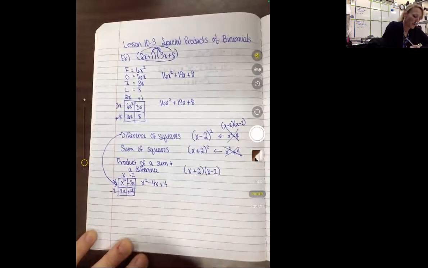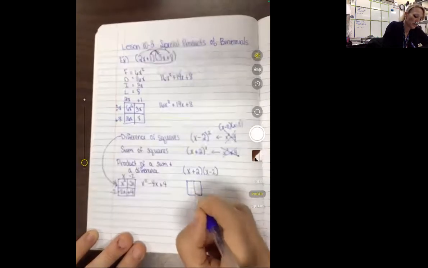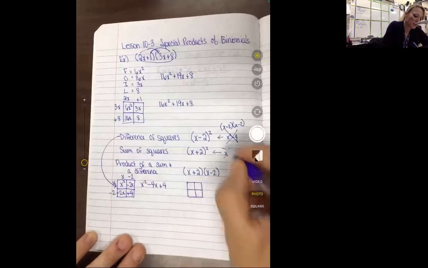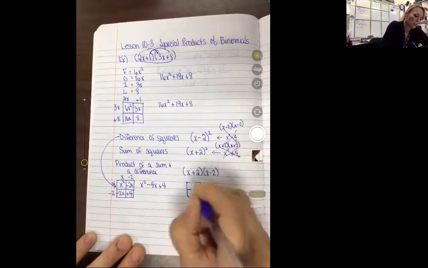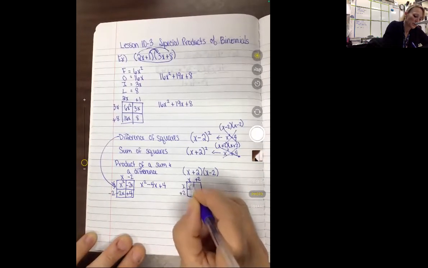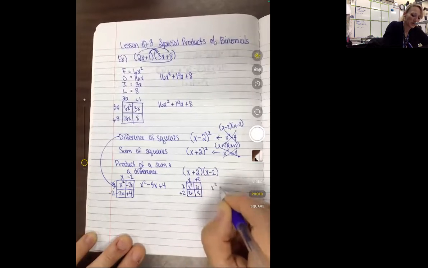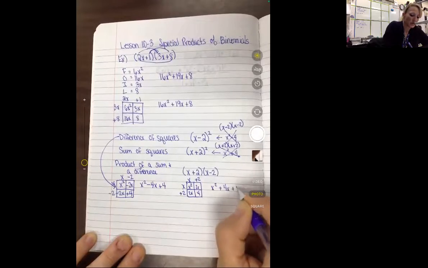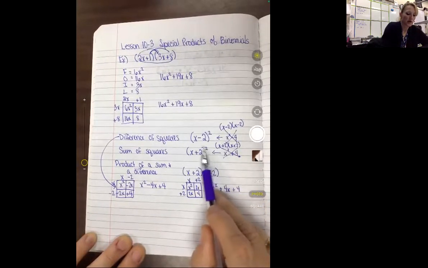And if we do the sum of squares where we add them together, so again, if we were to expand this to x plus 2 times x plus 2, we would get an x squared and a 2x and a 2x and a 4, which would give us x squared plus 4x plus 4. So as you can see, we cannot distribute the square inside.